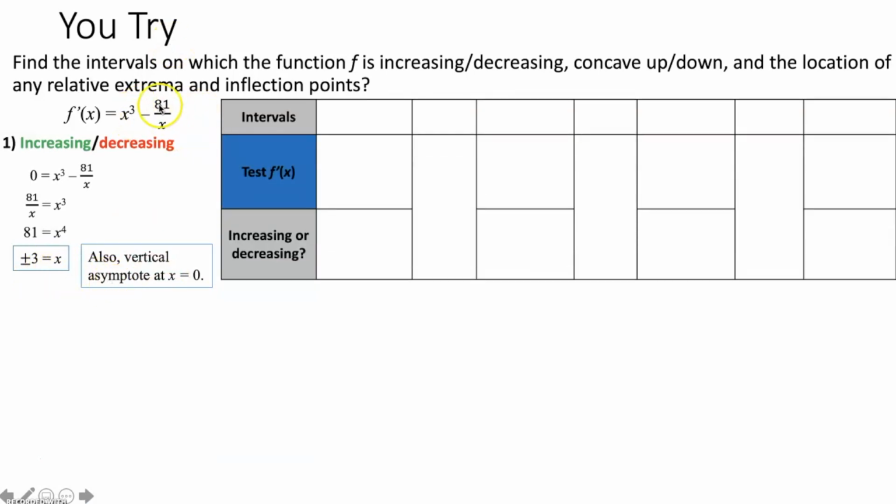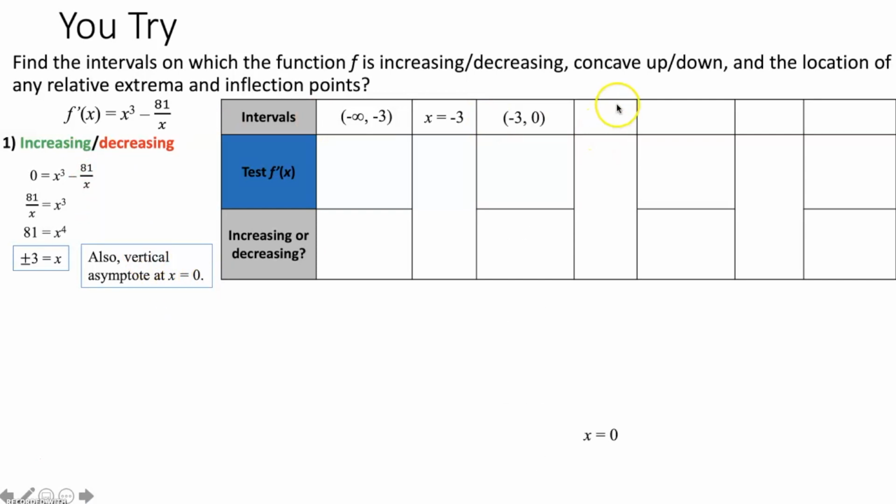Remember, there are no domain restrictions here besides x cannot equal 0. So we're going to go from negative infinity to positive infinity. We start at negative infinity and we go to our first critical number, which is going to be negative 3. We then want to figure out at x is equal to negative 3, is there going to be a relative max or min? Then we go from negative 3 to our next critical number. That would be our vertical asymptote at 0.